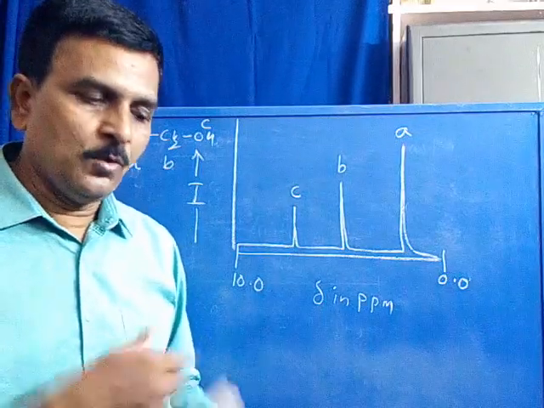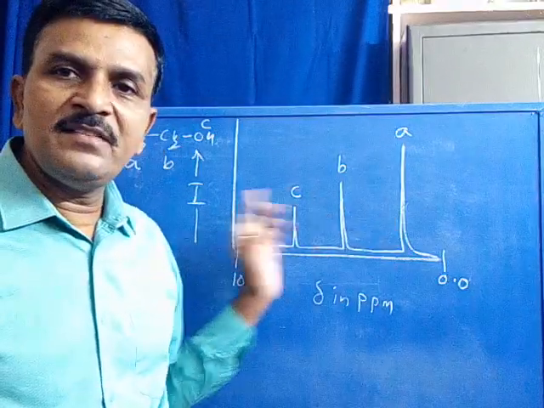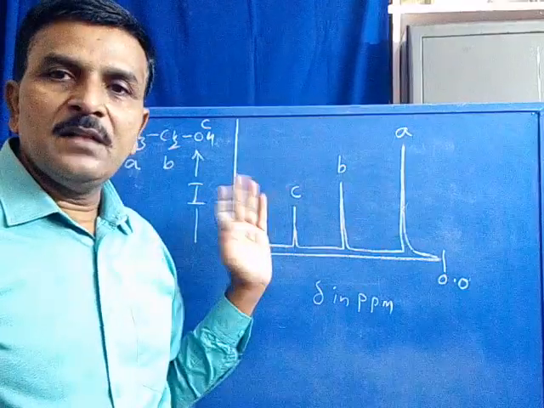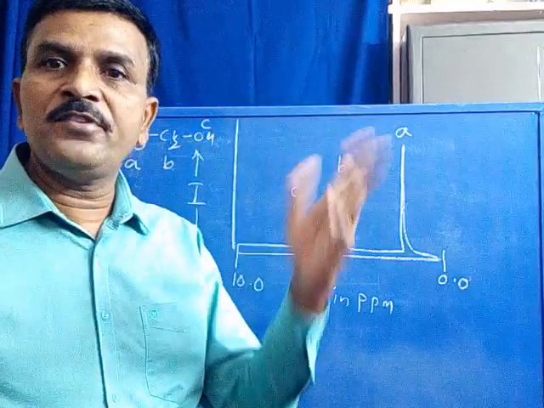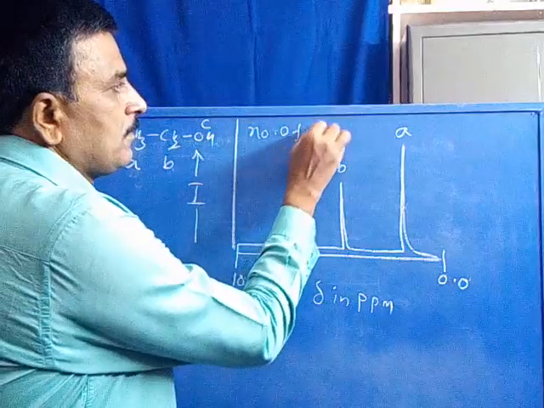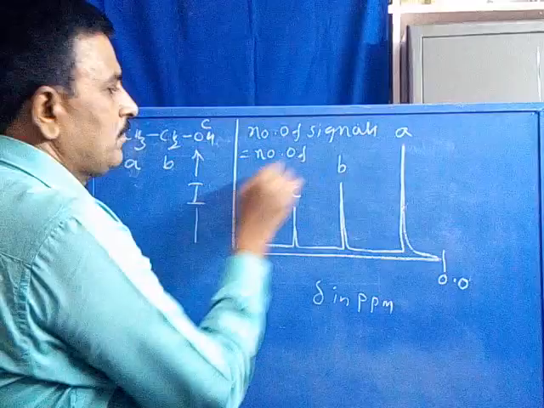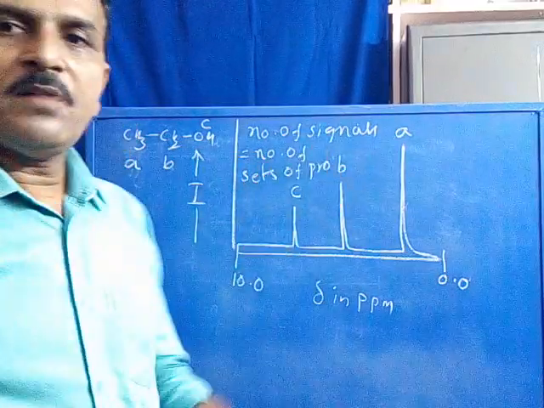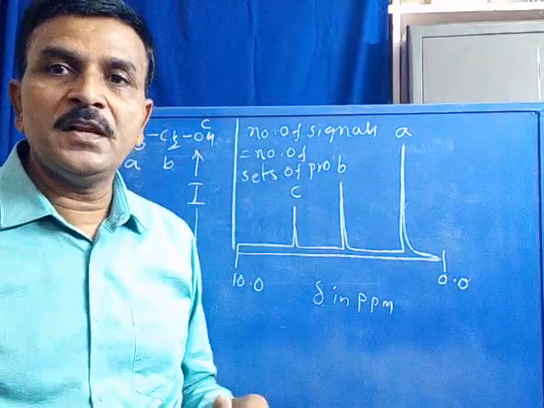Is it clear? Now, further, the number of signals in the spectrum. Now we have 3 signals where the molecule is invisible. There are 3 signals. The number of signals in the spectrum after its recording is related to the number of sets of protons. Number of signals is equal to the number of sets of protons present in a molecule.